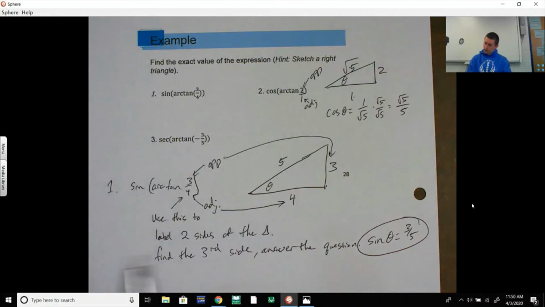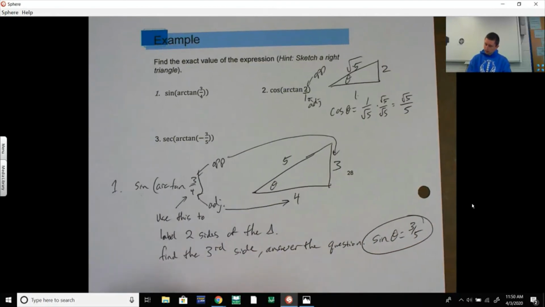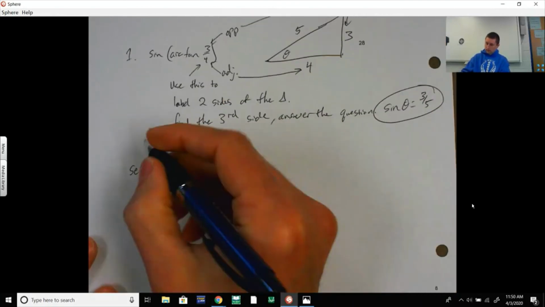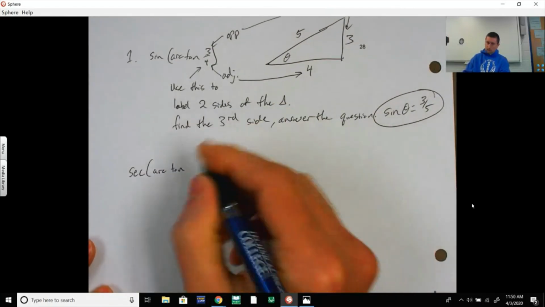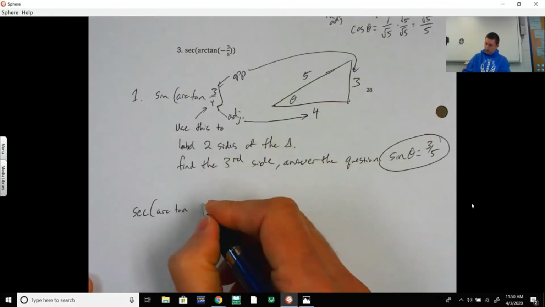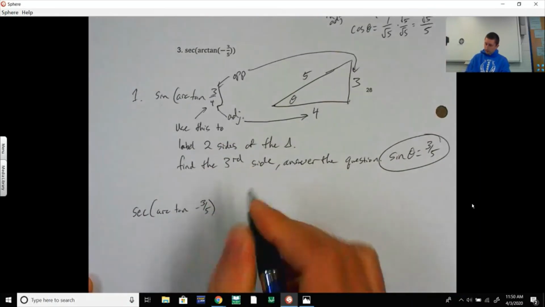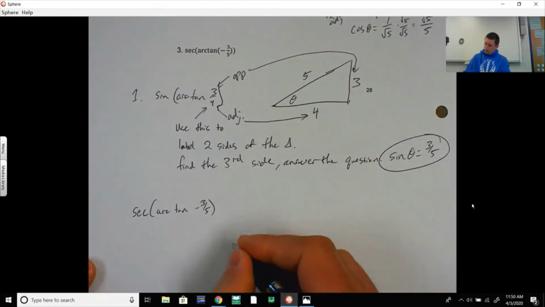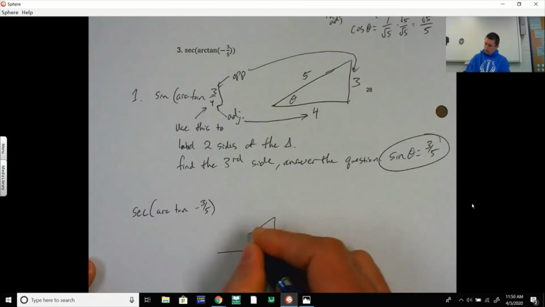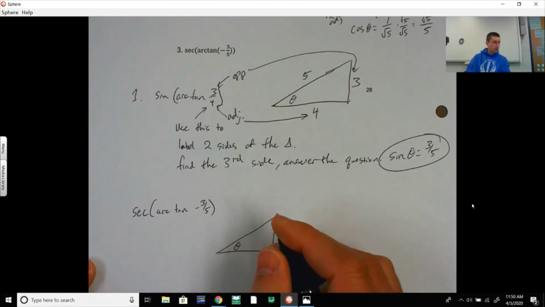You need to look something up here because that negative there, secant of the arctangent of negative 3/5. Where does that negative go? Which quadrant are we in? Because that would be opposite over adjacent. And you do have one kind of exactly like that.